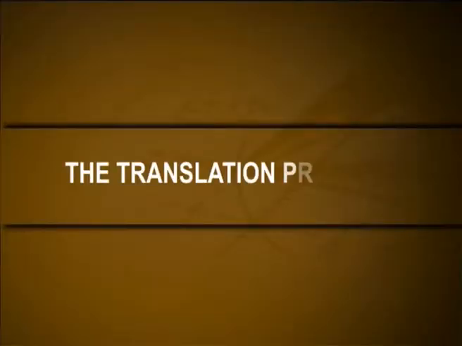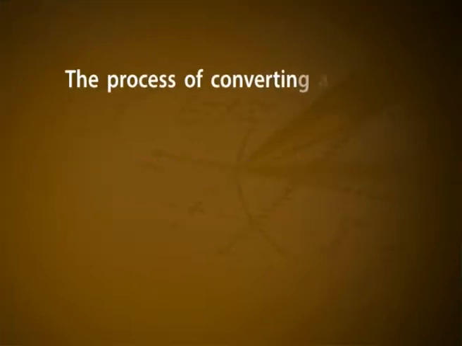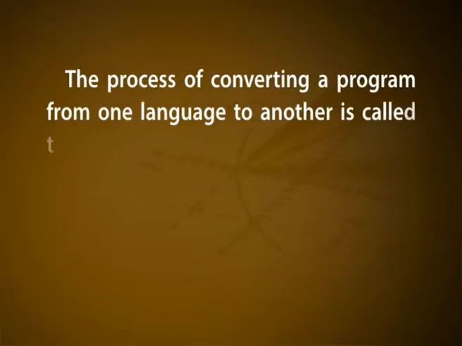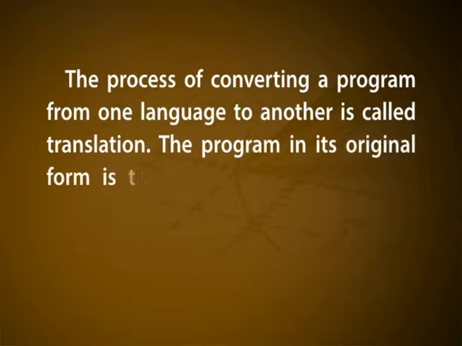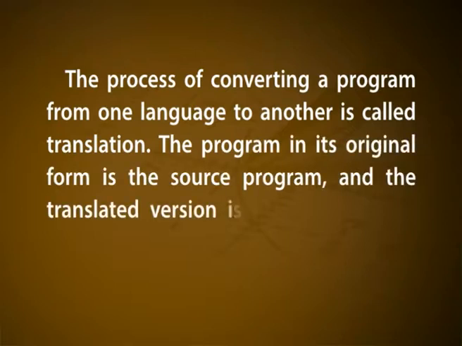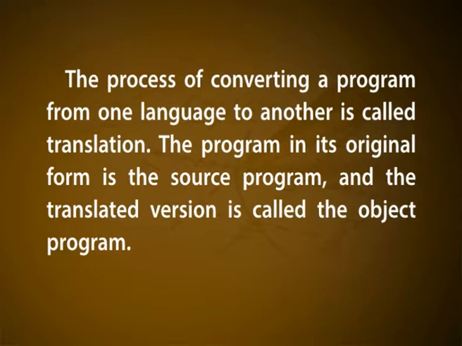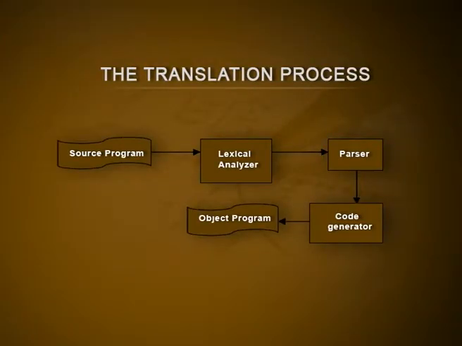The translation process. The process of converting a program from one language to another is called translation. The program in its original form is the source program and the translated version is called the object program. The three activities associated with a translation process are lexical analysis, parsing and code generation. These are performed by the lexical analyzer, parser and the code generator.